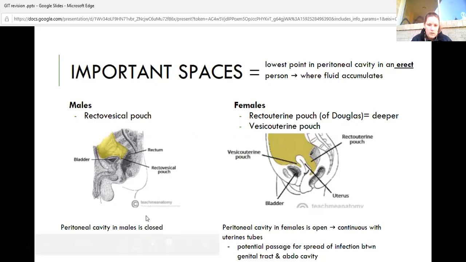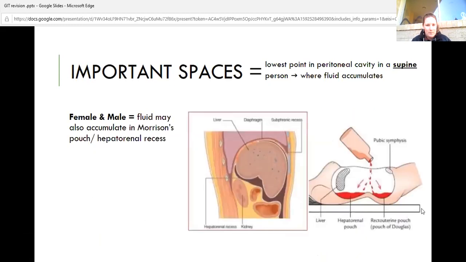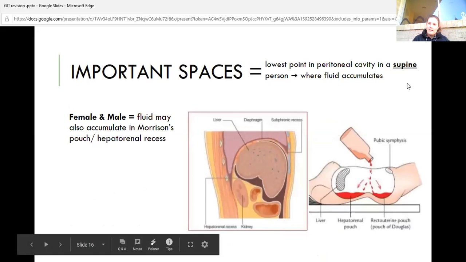Just another fun fact is that the peritoneal cavity in males is closed, whereas in women it's open, and it's continuous with the uterine tubes. So it's a potential passageway for infection spread. Then if the person's lying down, where's the fluid going to accumulate? It can still accumulate in the rectouterine pouch, but the hepatorenal pouch is the other place, also called Morrison's pouch.